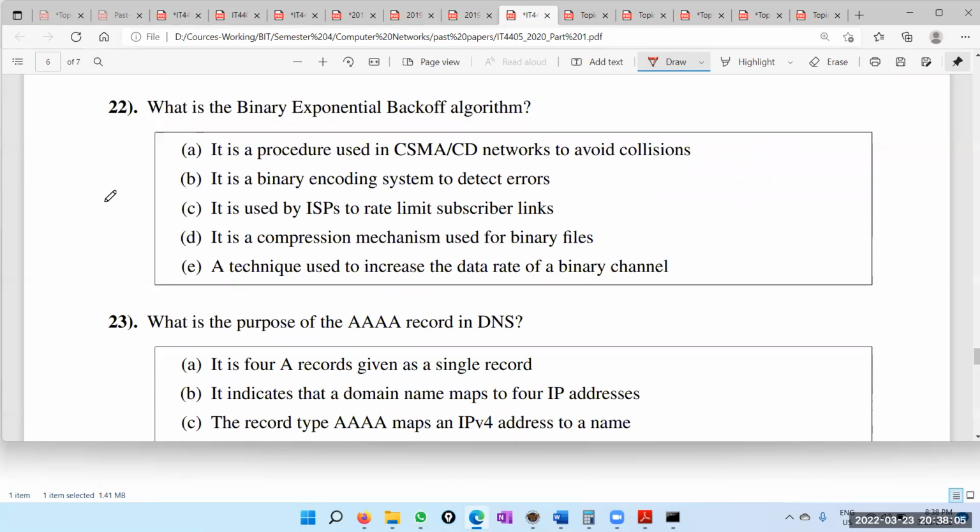What is the binary exponential back-off algorithm? Right. Forget about the binary exponential. We discussed back-off strategies. So now the examiner has made it a little bit intimidating to you by giving a very technical term. But we discussed that in CSMA/CD, carrier sense multiple access with collision detection, there's a possibility of collisions. So in case a collision occurs, there are some strategies, right?